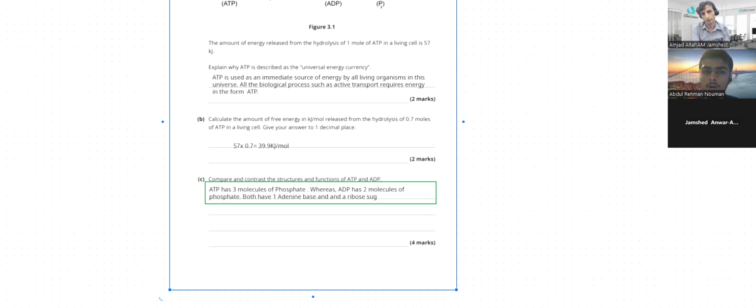Is it ribose or triose? Ribose sugar, in ATP or ADP. It's a nucleotide. And now we should talk about the functions.